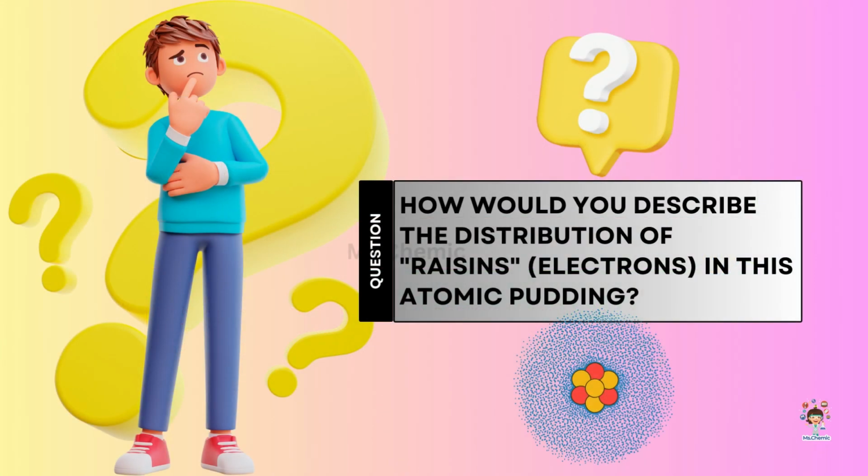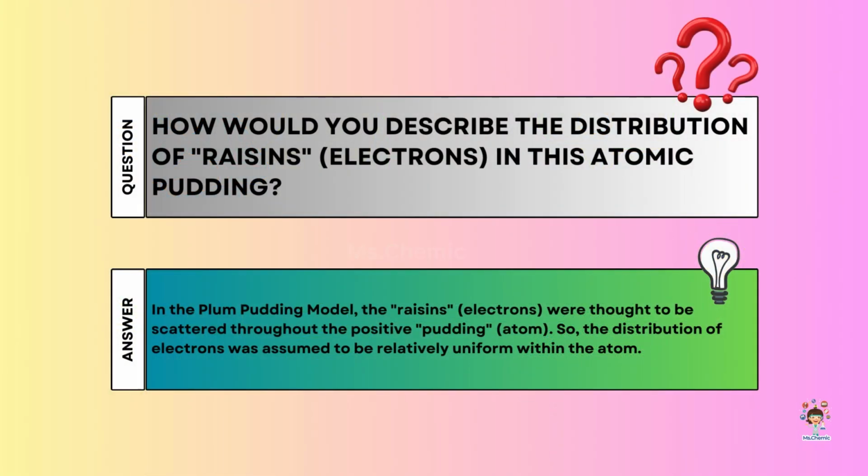How would you describe the distribution of raisins, electrons, in this atomic pudding? In the plum pudding model, the raisins, electrons, were thought to be scattered throughout the positive pudding, the atom. So, the distribution of electrons was assumed to be relatively uniform within the atom.